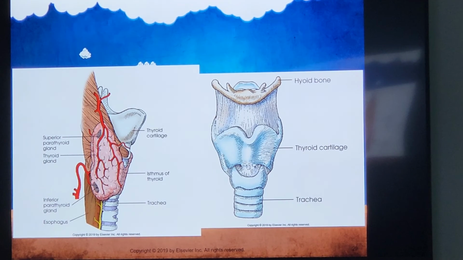Thanks, ma'am. And what is the location of the thyroid cartilage? C4, C5. Yep.